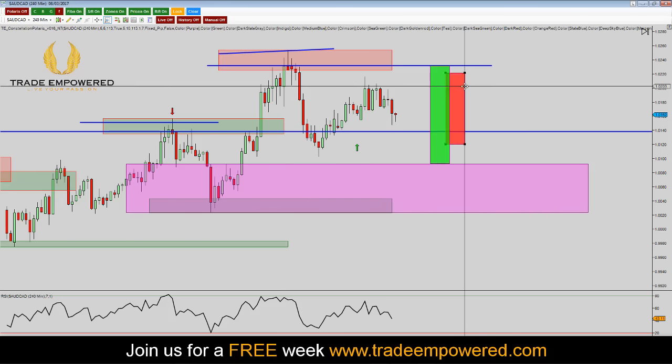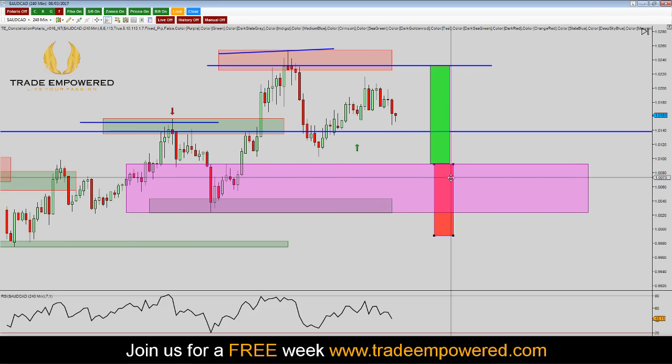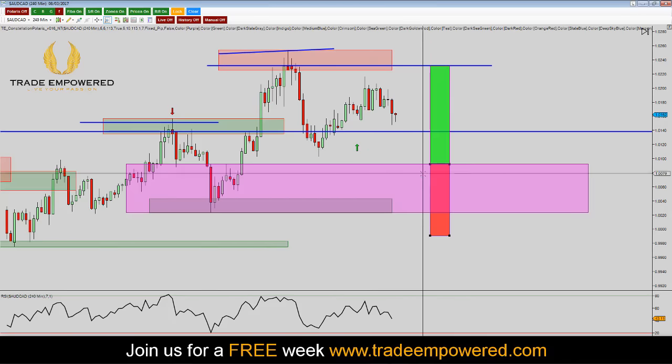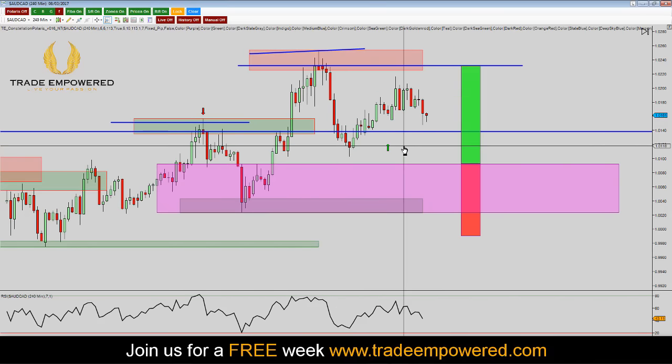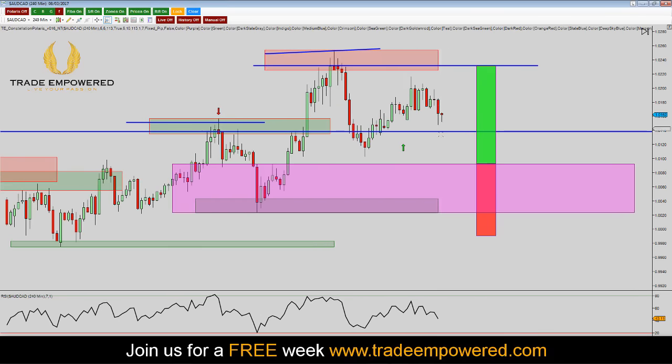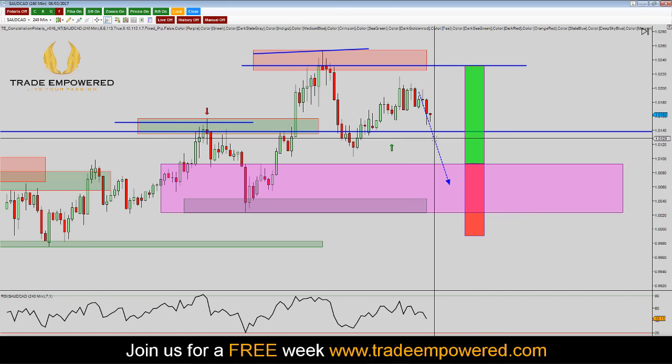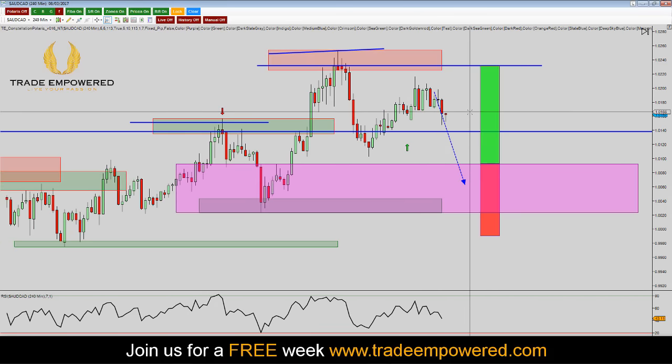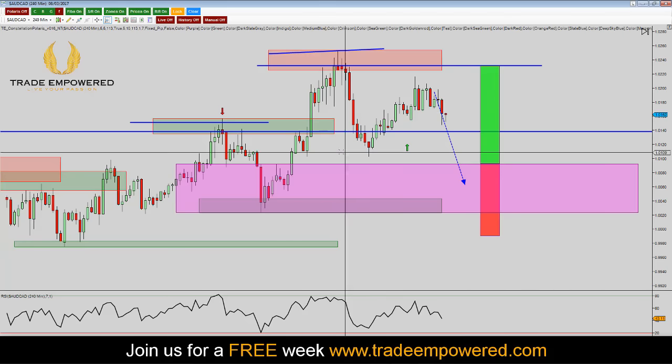So the next question is, how can I get involved? Because we haven't quite had a pull back into this kill zone yet. Well, now we know that if price action does pull into this zone, this is the area that I'm going to start to look for that buying opportunity. And there's a few ways we can get involved here.